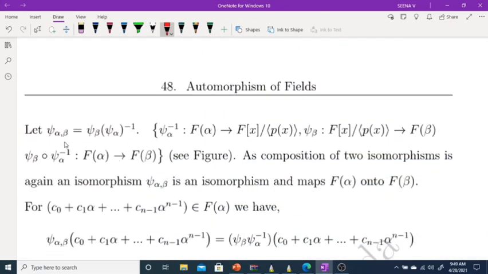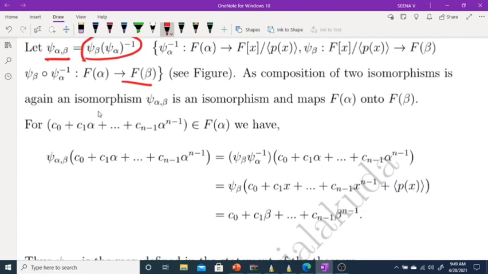So we define psi beta composition psi alpha inverse as psi alpha beta, where psi alpha inverse is from this one, and psi beta for this composition is also from this. The composition of two isomorphisms is again an isomorphism. Psi alpha beta is an isomorphism from F(alpha) onto F(beta). Now what we have to prove? We have to check whether psi alpha beta is defined as in the statement.